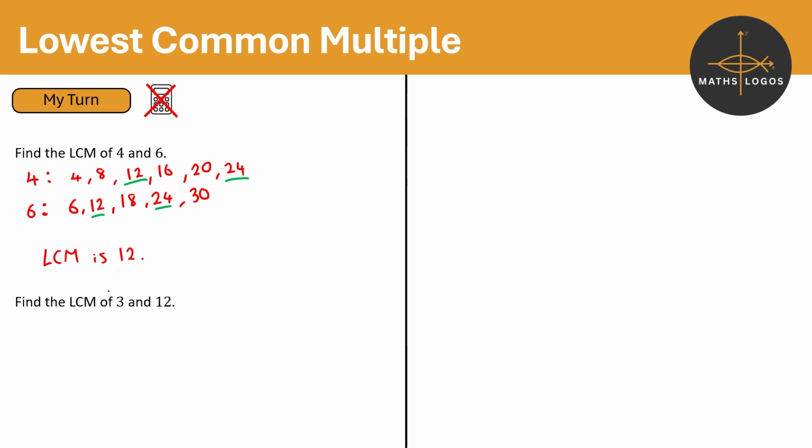The next one says, find the lowest common multiple of 3 and 12. So again, we'll list out the multiples of 3: 6, 9, and 12. And if you notice, 12 is actually in the 3 times tables. 12 is a multiple of 3. If we list out the multiples of 12, we don't have to do too many. We can see that the lowest common multiple of 3 and 12 is 12. We'll just say the lowest common multiple is 12.